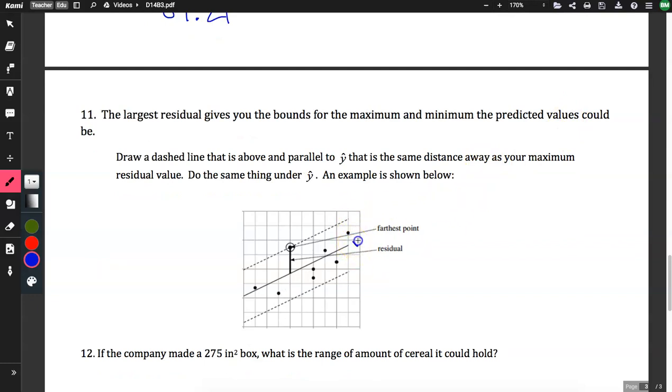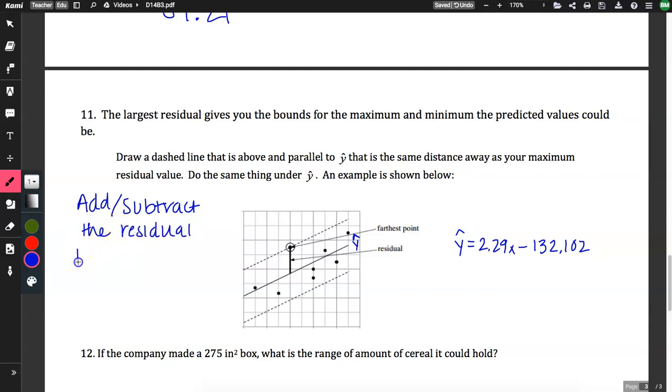So this line right here is our y hat, our linear regression line. For us, y hat equals 2.29x minus 132.102. What we need to do is just add and subtract the residual to or from the y-intercept. It's not going to change the slope of your line. You can see the picture here. All three of these have the same slope. So we're just going to add and subtract to the y-intercept.